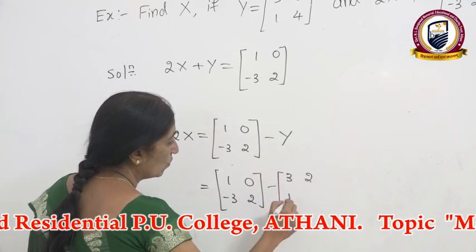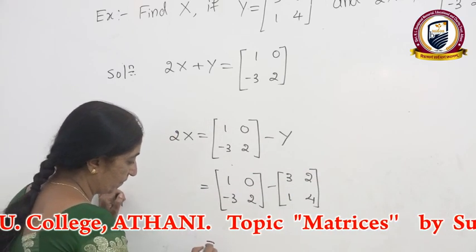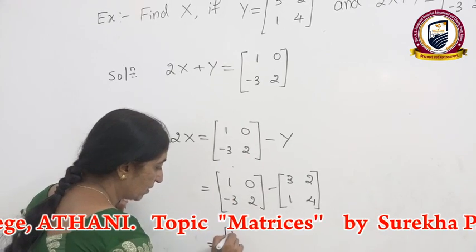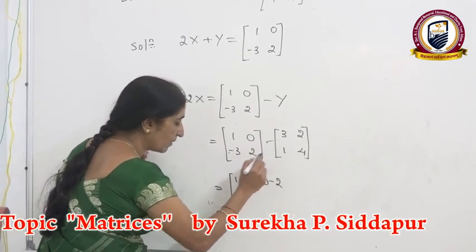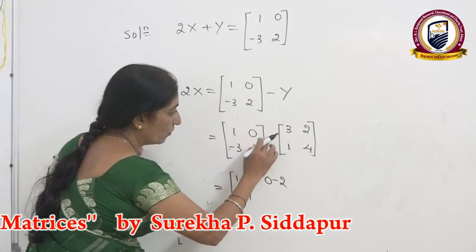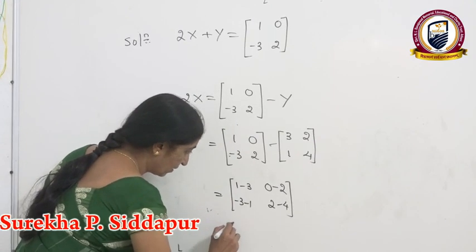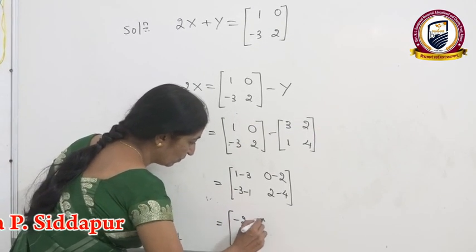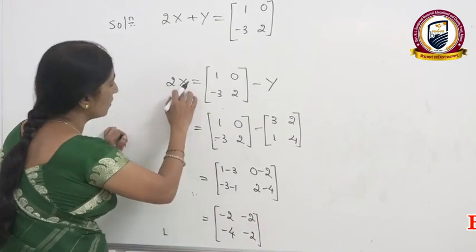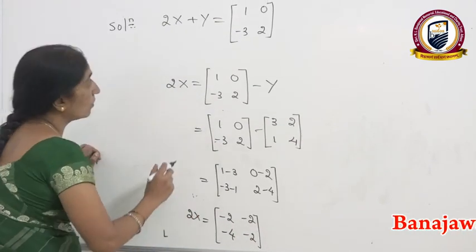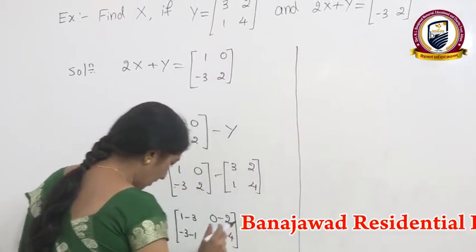Three, 2, 1, 4, and go for a corresponding subtraction, because in the middle we have a minus. 1 minus 3, 0 minus 2, minus 3, and this is minus 1, and 2 minus 4. So simplify this. It is minus 2, minus 2, minus 4, minus 2. This is 2x. But the question is to find the value of matrix x. So then tell me, what is x?